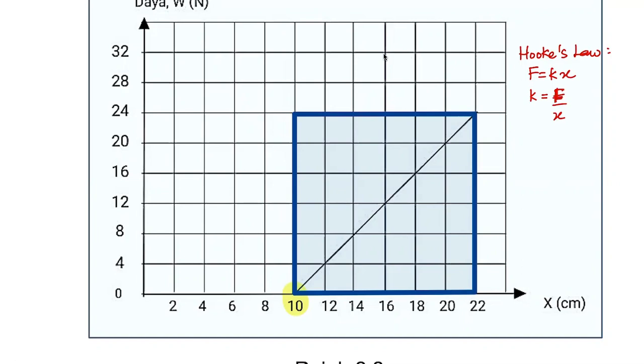So if you want to find it for each part, this part here, the value of k is 4 over 2. This is 12 minus 10, which is 2. So 4 over 2, the value of k should be 2. If we move on to the second point, try and find the value of k. Is it still the same as 2?